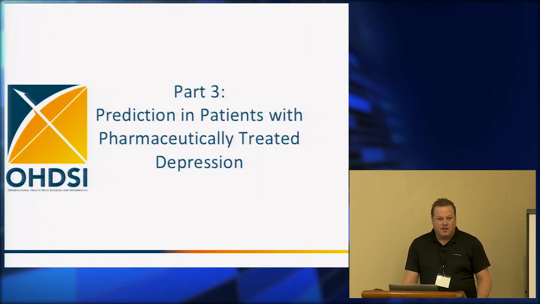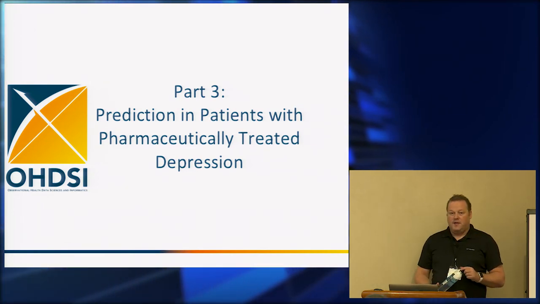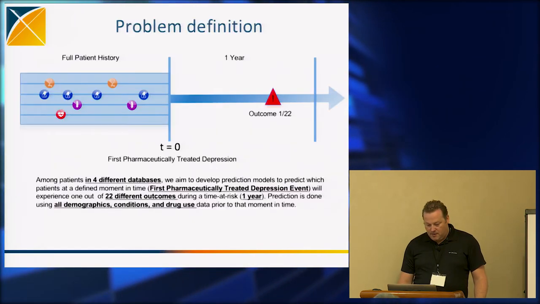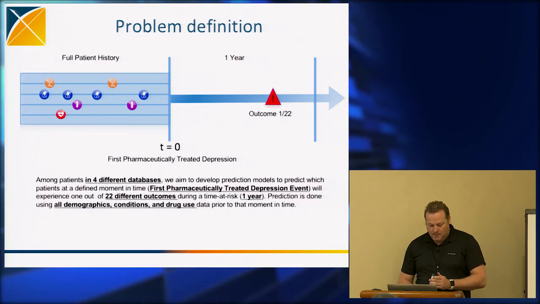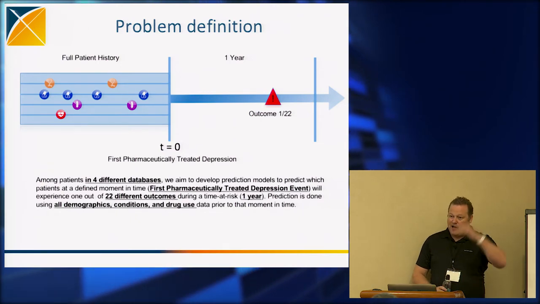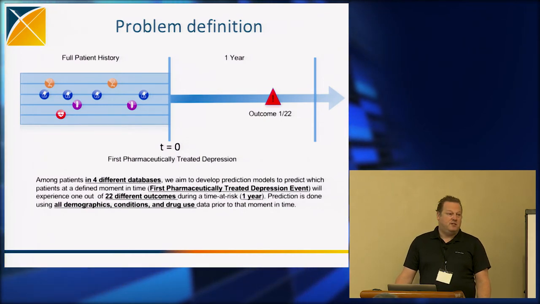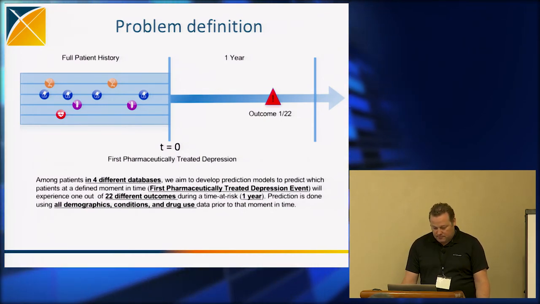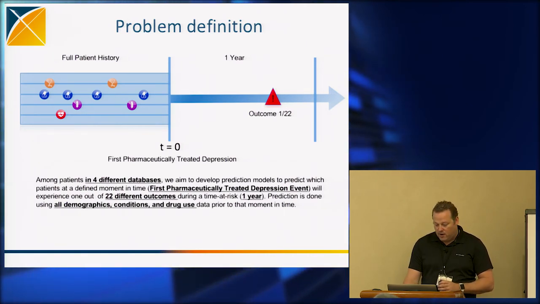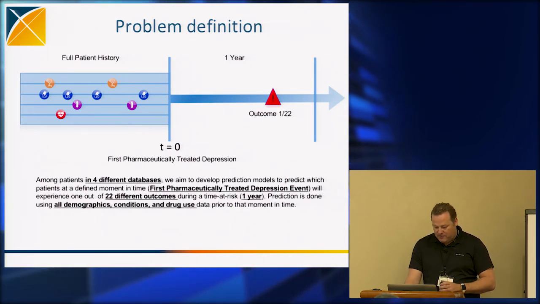So the third part is just showing you an example of a prediction problem that we've been working on last year. And that's the problem of predicting, in patients with pharmaceutically treated depression, a whole list of 22 different outcomes. And we ran that on 4 different databases in Johnson. We use all the demographic, conditions and drug use information before the date that they got that pharmaceutically treated depression event.